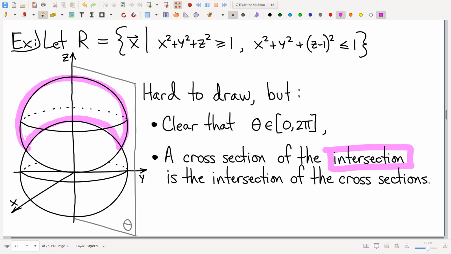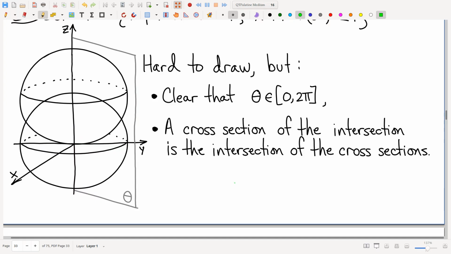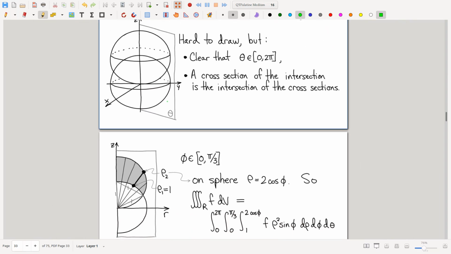Okay, and I want to take a cross section of it. Right, so here's my theta slice. That's what I want to figure out. I'm claiming that what I can do is look at the individual cross sections first. In particular, this first ball has a theta cross section, and that's actually pretty easy to visualize and pretty easy to draw.